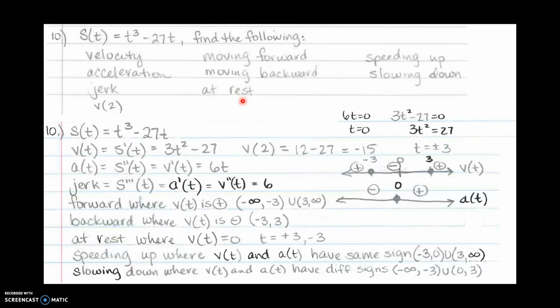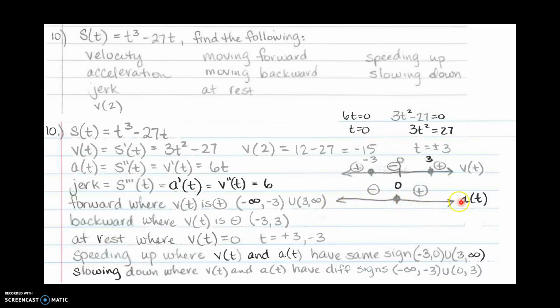So we have already found out where the velocity equation equaled 0. That was at 3 and -3. So we know that it's at rest at 3 and -3. And then last, I want to know where it's speeding up and slowing down. And so to be able to compare my velocity and acceleration, I need to know a sign graph for acceleration. So let's take acceleration, which is 6t, and set it equal to 0. Divide both sides by 6, and we find out that the only root is going to be at 0.